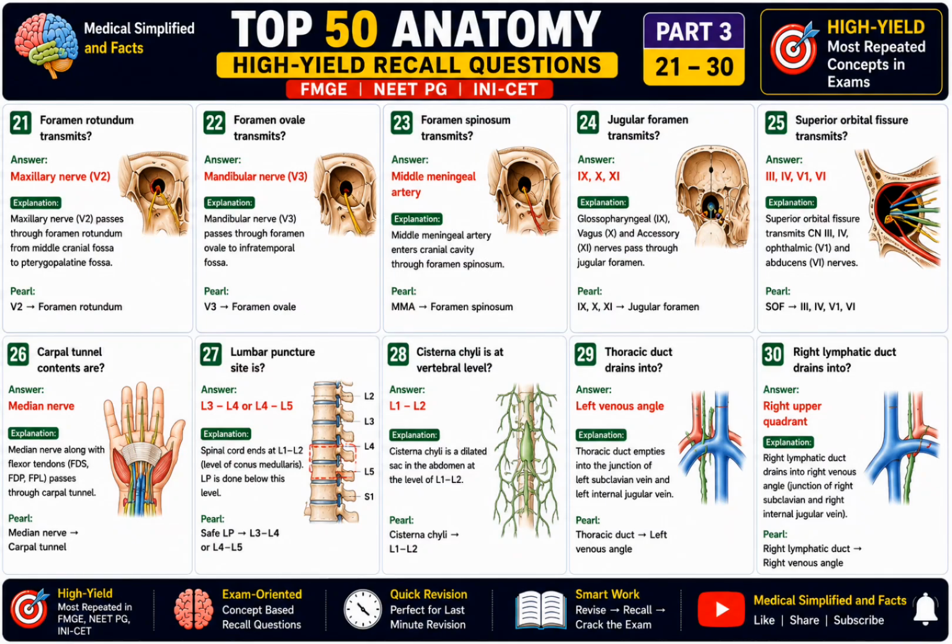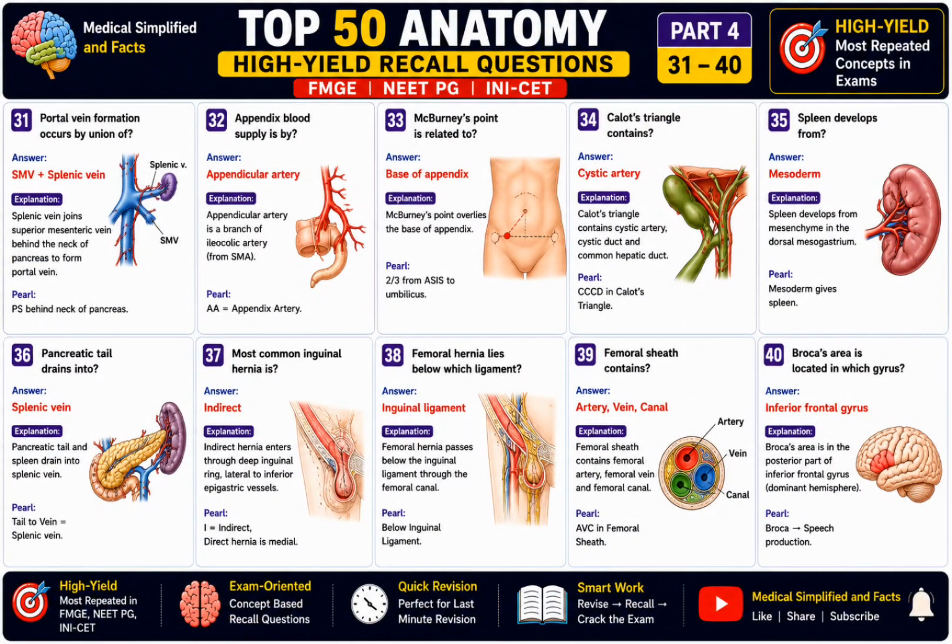Question 30. The right lymphatic duct drains into what? Answer. The right venous angle, the junction of the right subclavian and right internal jugular vein. Question 31. Portal vein formation occurs by union of what? Answer. The superior mesenteric vein and the splenic vein. The splenic vein joins the SMV behind the neck of the pancreas to form the portal vein.